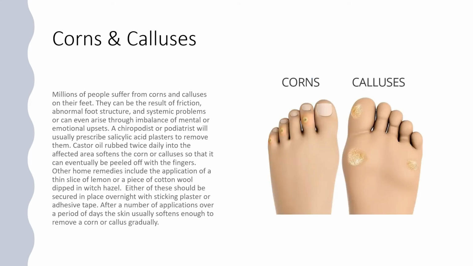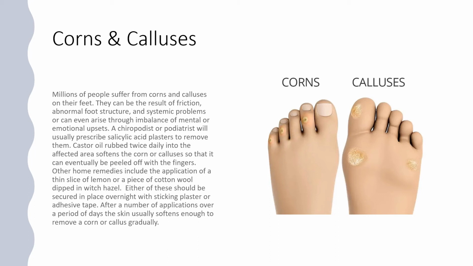So now let's look at corns and calluses. Millions of people suffer from corns and calluses on their feet. They can be the result of friction, abnormal foot structure, and systemic problems, or can even arise through imbalance of mental or emotional upsets. A chiropodist or podiatrist will usually prescribe salicylic acid plasters to remove them. Castor oil rubbed twice daily into the affected area softens the corn or callus so that it can eventually be peeled off with the fingers.